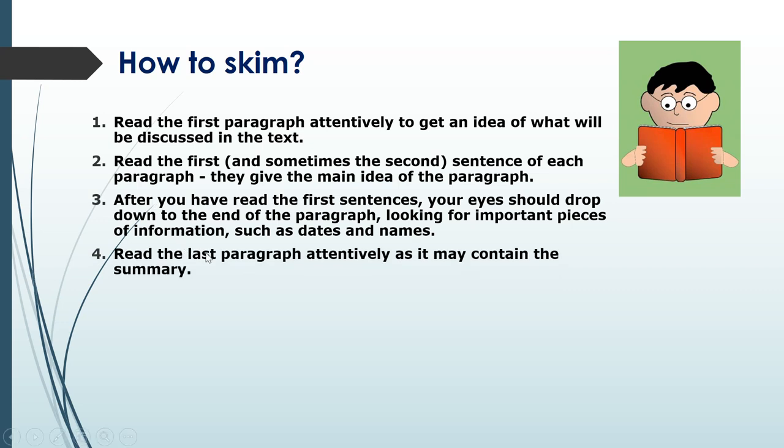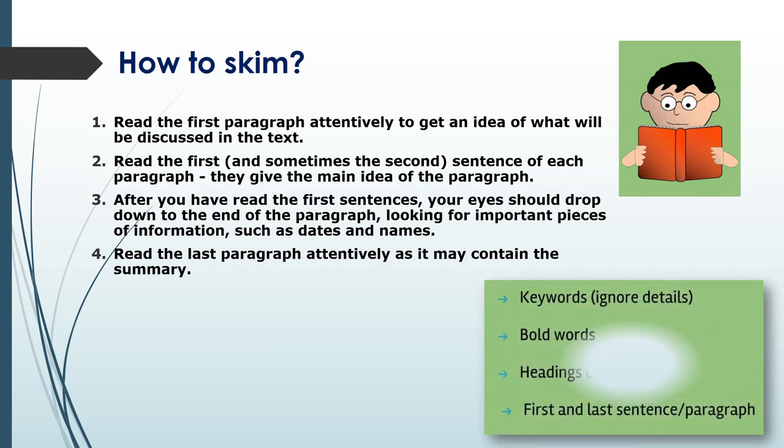Then, of course, read the last paragraph attentively, because it usually contains a summary or conclusion. Conclusion is basically summing up the entire material. Some of the things you should look for when skimming are the keywords. Sometimes there are headings, and they also give you an overall idea about the text. You quickly skim the headings, then titles, then first and last paragraphs. These are some of the sub-techniques of how to skim.